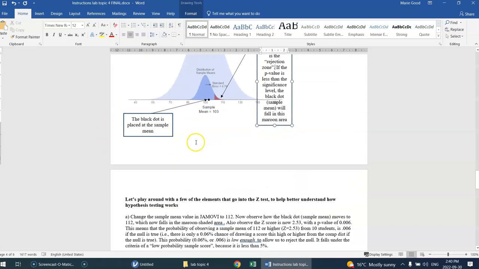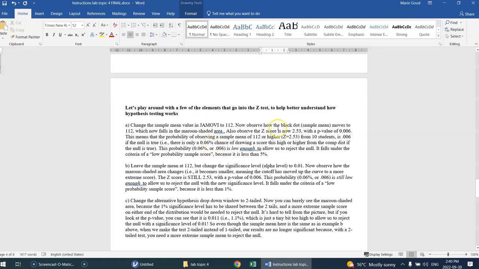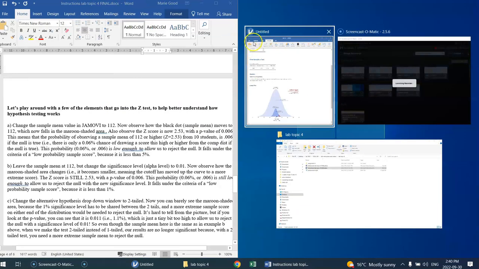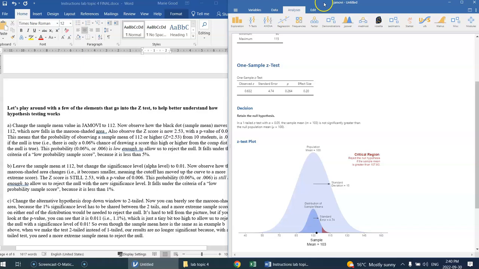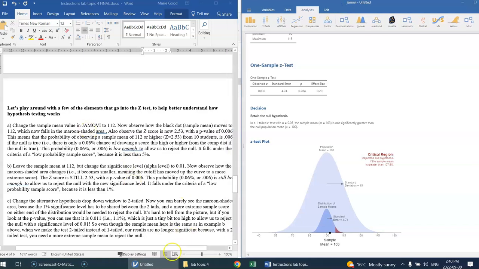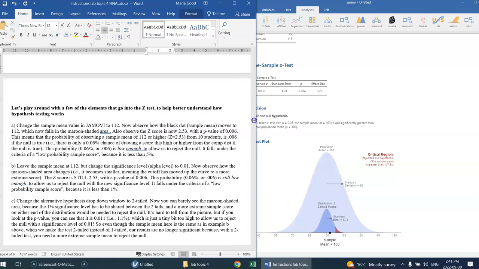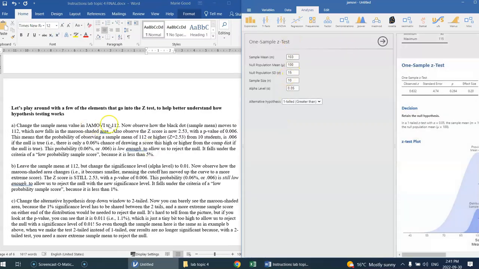Sadly, they do not. All right, I want to play around with a few things here in this z-test module in Jamovi just to help us better understand how hypothesis testing works, how the z-test works. So change the sample mean in Jamovi to 112. So just go into sample mean. Now say we conducted another study and everything is the same except that our sample mean is now 112. Let's see what happens.